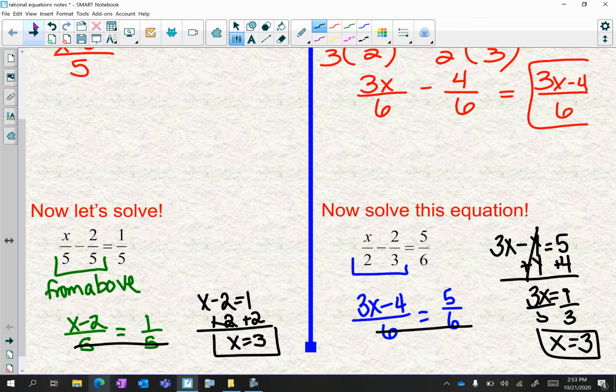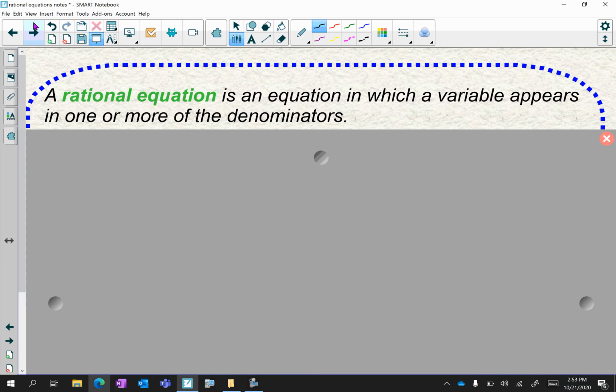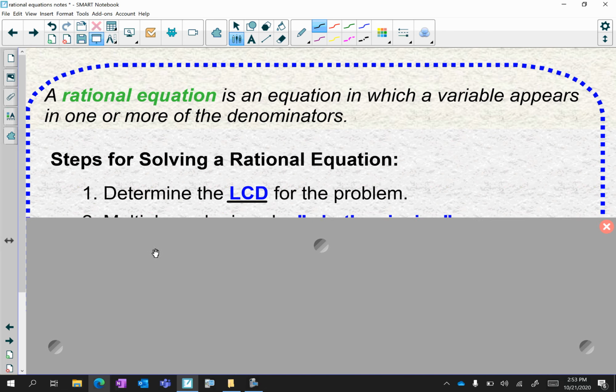So how do I do this from start to finish? There are some steps that we're going to copy down to follow. A rational equation is an equation in which a variable appears in one or more of the denominators. Our first step is going to be to determine the LCD for the problem. We practiced finding LCDs in our previous lessons with adding and subtracting fractions.